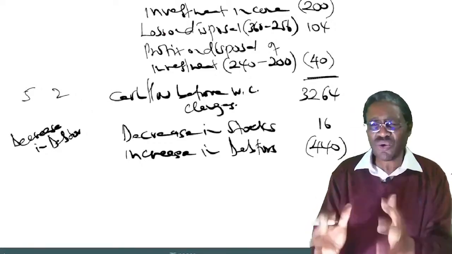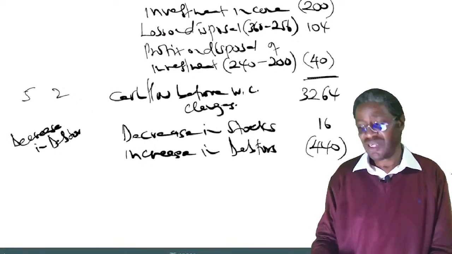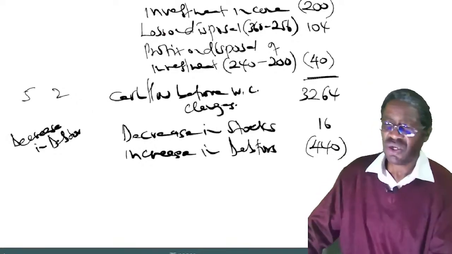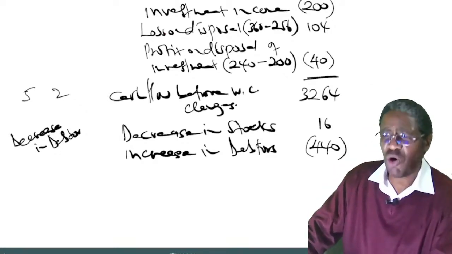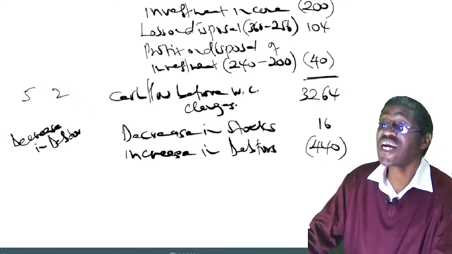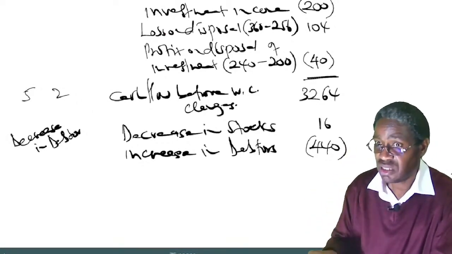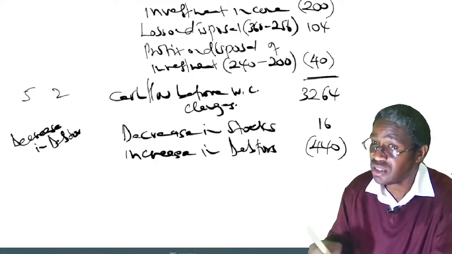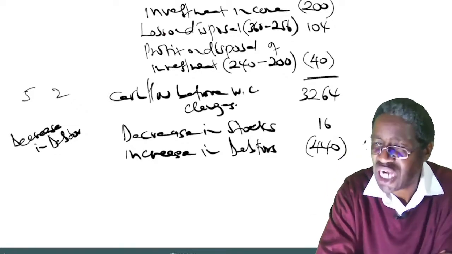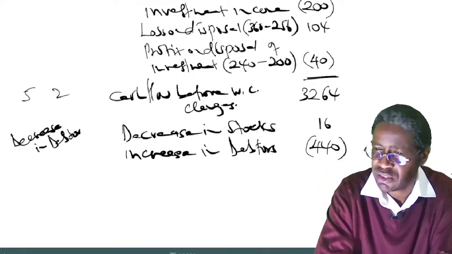When debtors increase, listen, what could have happened? It is obvious. As a company, you sold more goods on credit. But don't forget, we are looking for cash flows from operating activities.